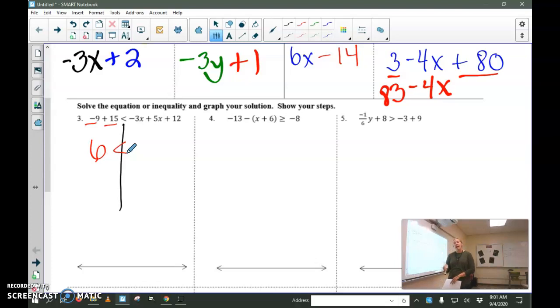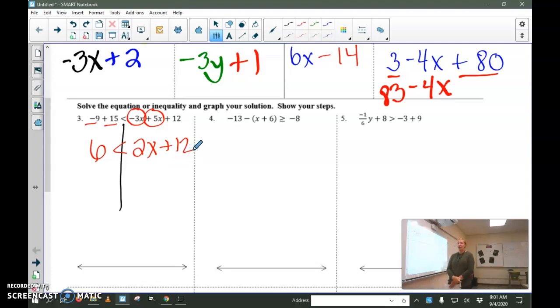On the right side, I also have like terms that I could combine. I have a negative 3x and a plus 5x. When I'm working on one side of the inequality symbol, I complete the operations exactly the way I see them. Negative 3x plus 5x combines to give me a positive 2x.